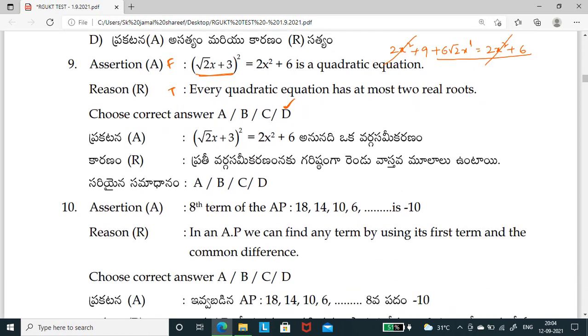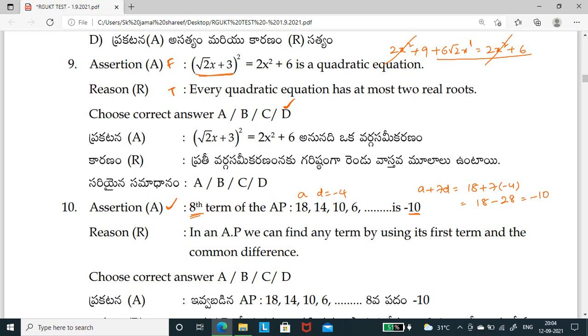Next, question number 10. Eighth term of AP is minus 10. Now let us check. So what is A? A is 18. What about D? So D is equal to, since it is T2 minus T1 or A2 minus A1, 14 minus 18, which is nothing but minus 4. Now what is he asking? Eighth term. So eighth term means A plus 7D. So substituting the values, A is nothing but 18 plus 7 into minus 4. So 18 minus 7 4s are 28, which is equal to minus 10.